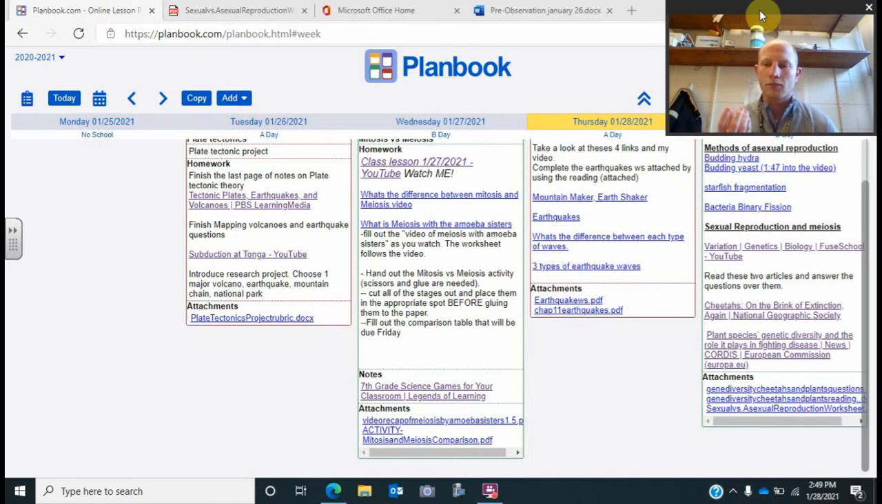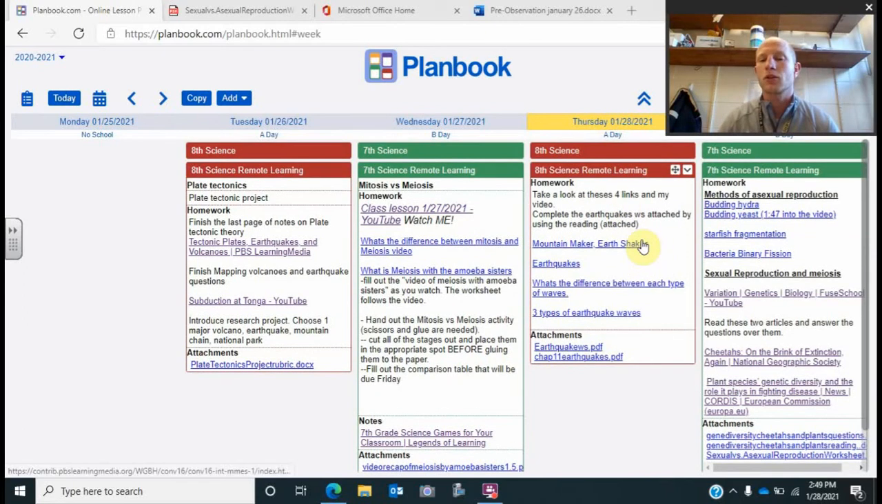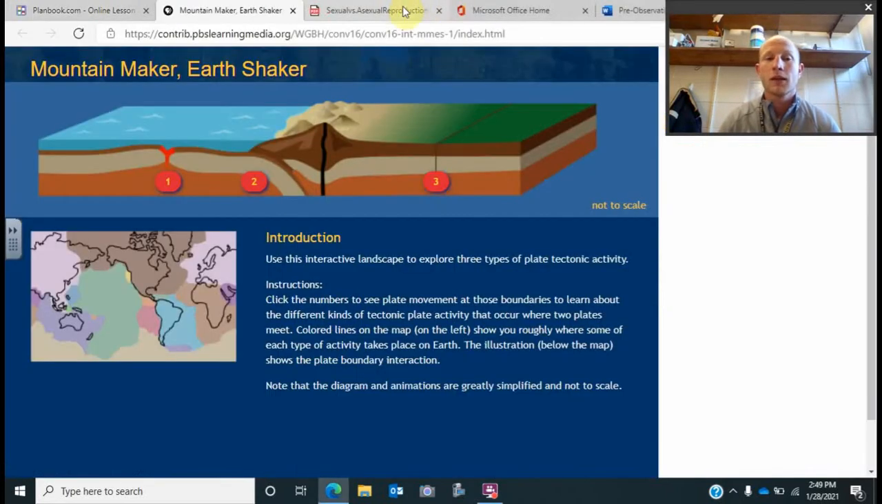So, anyways, we've kind of already gone over volcanoes. We know how mountains form, through subduction, but we haven't talked too much about earthquakes. So that's kind of what I brought here today. So here we have this mountain maker earth shaker, and these are the three things that cause the plates to move around the world. And when tectonic plates move, that's when we get volcanoes erupting and volcanoes forming. That's when we get subducting and mountains being made and stuff like that.